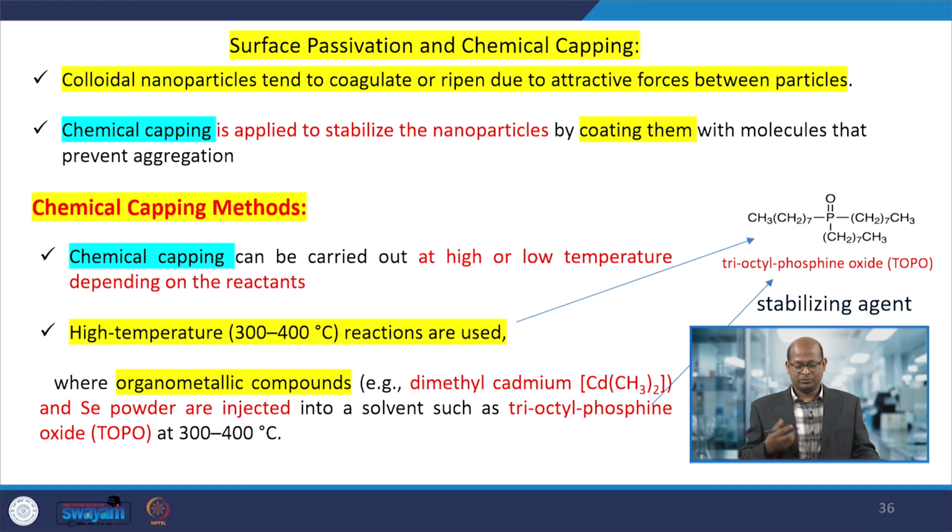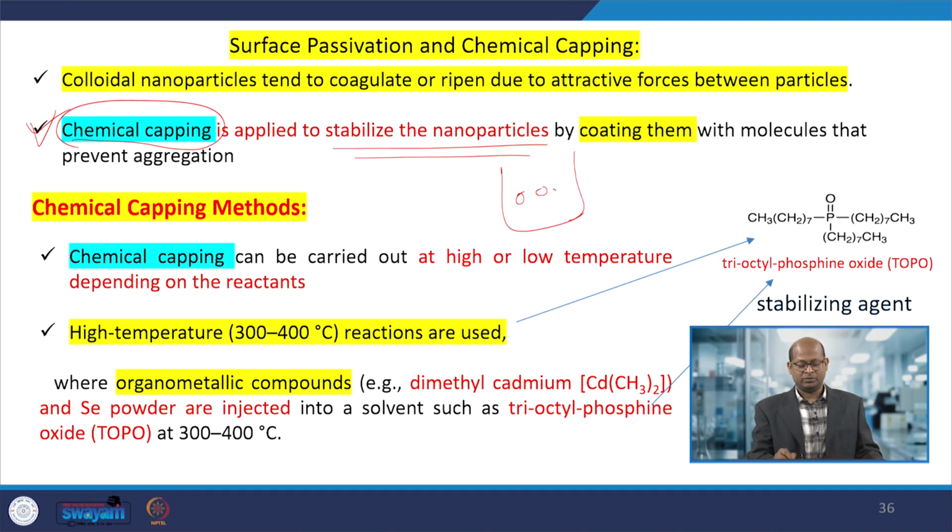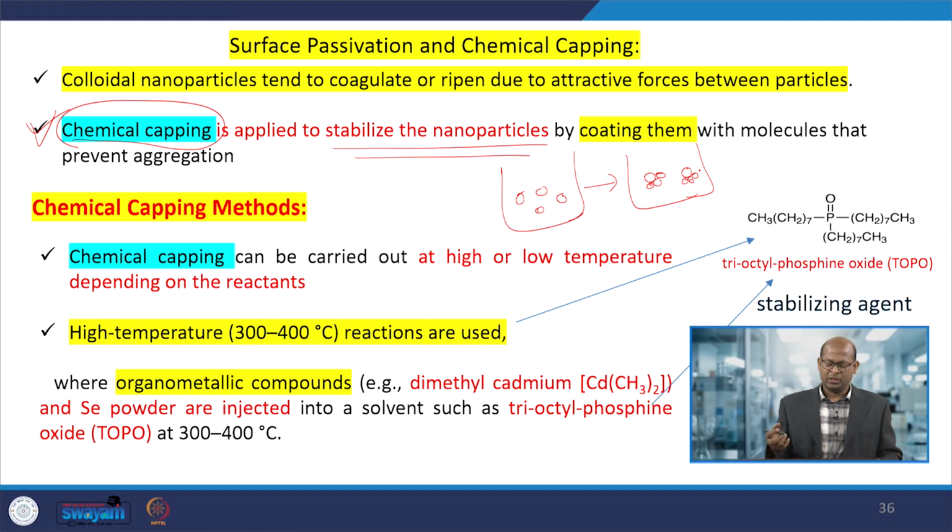So therefore, to get smaller and stable nanoparticles, or to get colloidal solutions containing nanoparticles, sometimes we have to use some capping molecules to stabilize the nanoparticles in that particular solution. Since this is our stable solution, after a period of time we can see that, due to the attractive force between these particles, they may coagulate and may form larger particles, so that is not desirable.